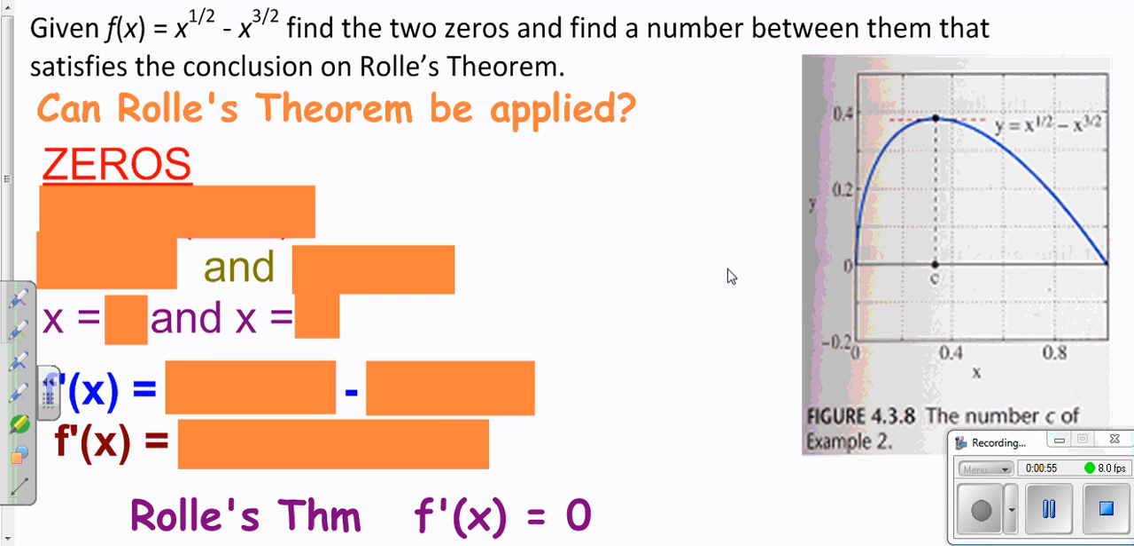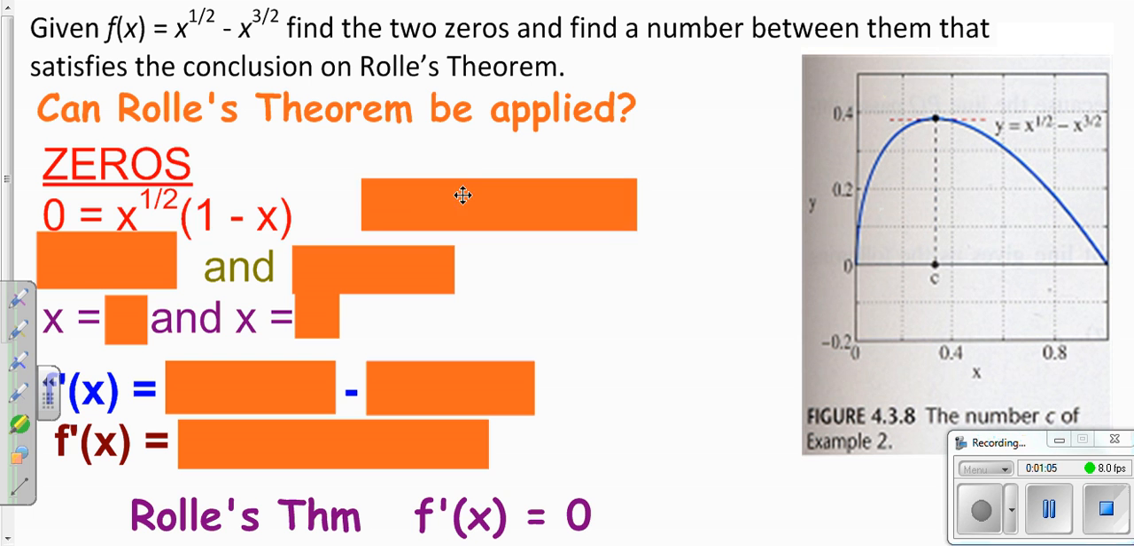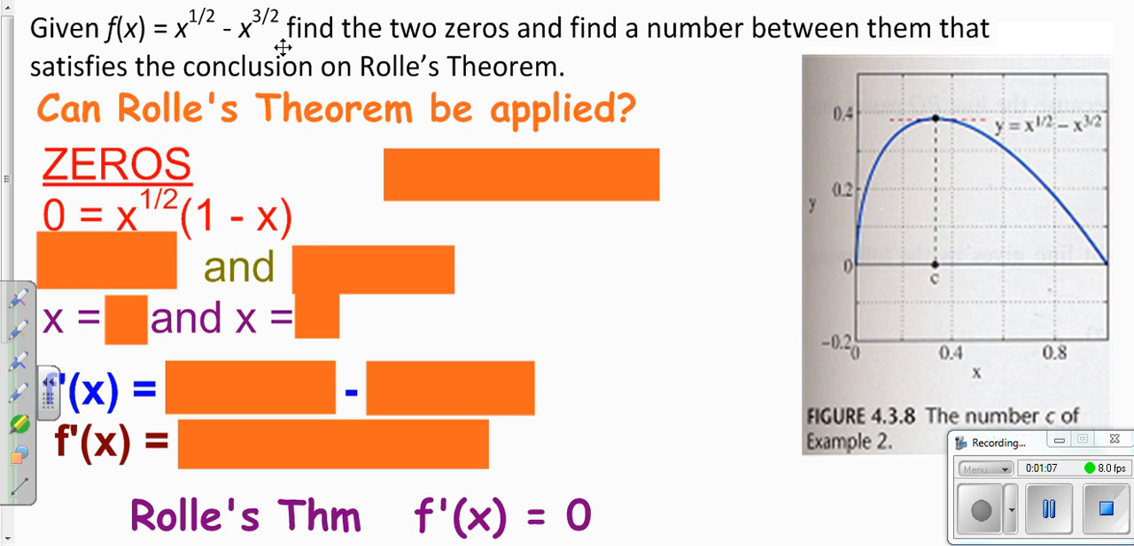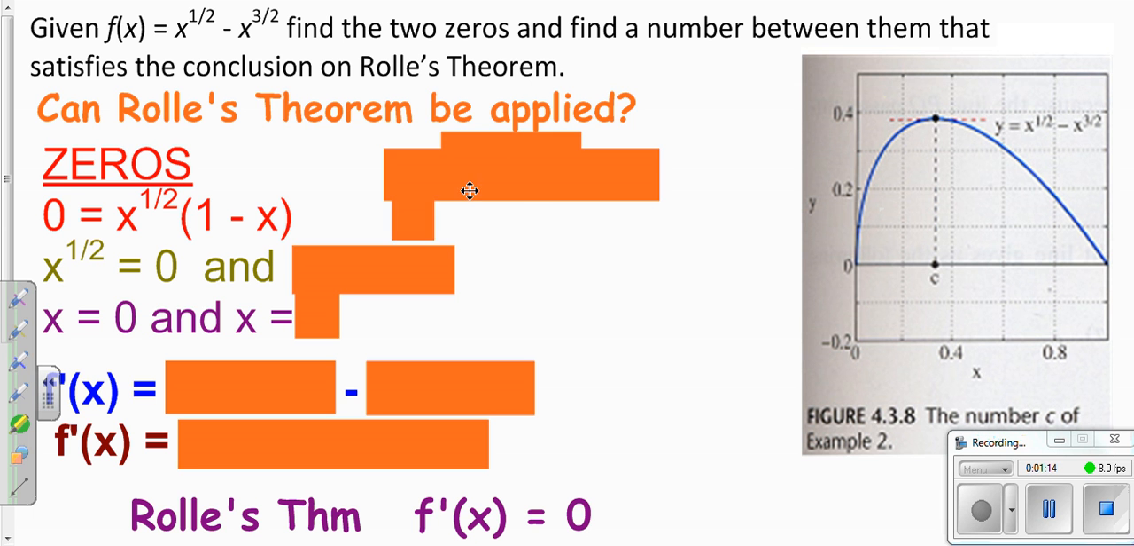So here we go. Can we use Rolle's theorem here? Well, first of all, we've got to figure out where we're equal to 0. So we figure it out. Plug in 0 here. Solve it. Oh, we could pull out that common factor. We have two things multiplied together. Set the first one equal to 0. Square both sides to get x by itself. Set the second one equal to 0. Solve it for x. These are our two endpoints.